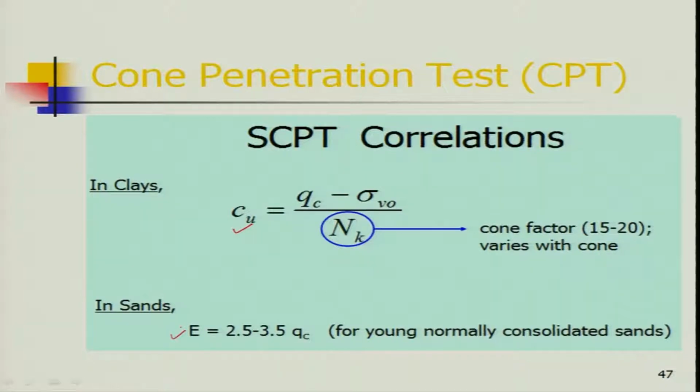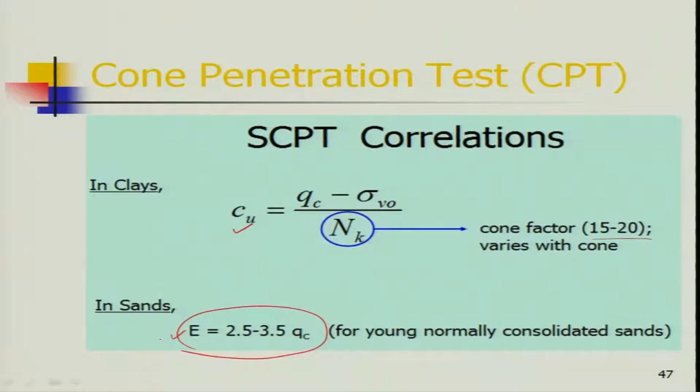So, Cu, undrained shear strength, is (Qc minus sigma V) divided by Nk. Qc is cone resistance, sigma V is overburden pressure, and Nk is your cone factor, which varies between 15 to 20. From there you are directly getting the strength, the undrained cohesion value in clay, layer-wise. Similarly, in sand you can also get E, modulus of elasticity.